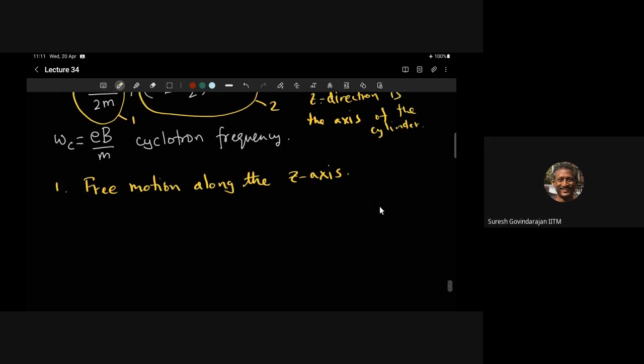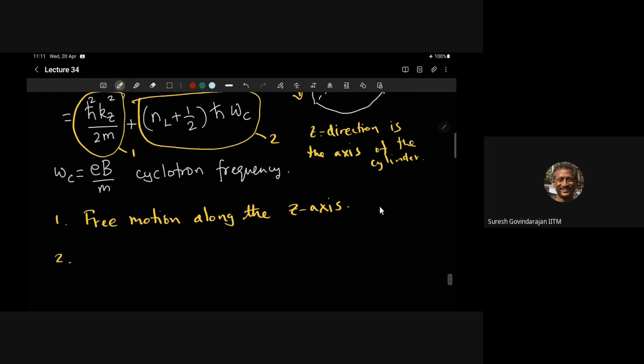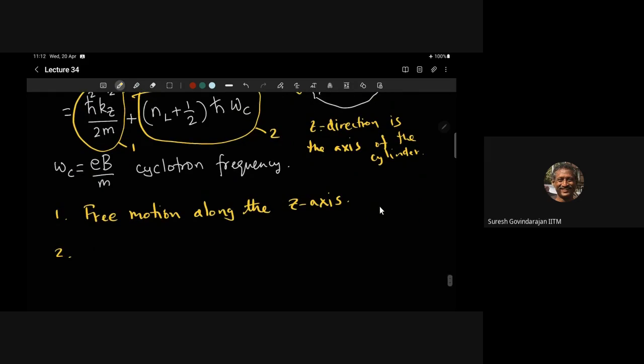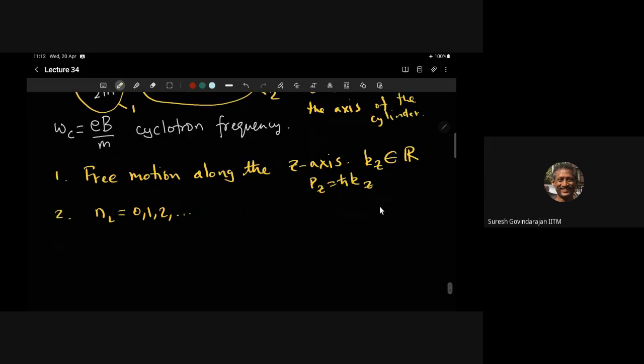And the second one, this one is the interesting one, and it looks as if that's an effective harmonic oscillator kind of thing. So NL goes from 0, 1, 2, 3, so on and so forth. And here, of course, Kz belongs to R. Takes all real values, minus infinity to plus infinity. And later I'll work with Pz, which is just H bar Kz. So NL is exactly like this. And L stands for Landau. L subscript is to remind you, NL is called the Landau level number.